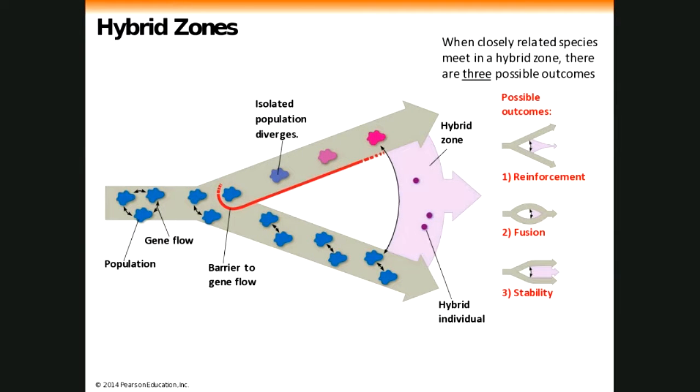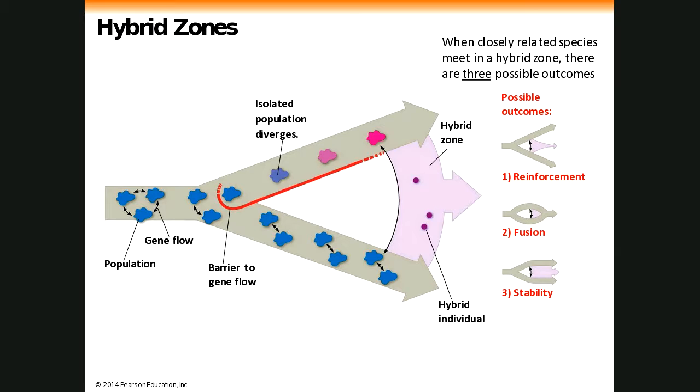So we get two species, they stay two species, yet the hybrids still remain around. All right, so reinforcement, fusion, and stability are the three possible outcomes when you look at a hybrid zone. Reinforcement, the hybrids die off and diminish. Fusion, hybrids are temporary. Stability, hybrids are permanent, more or less.